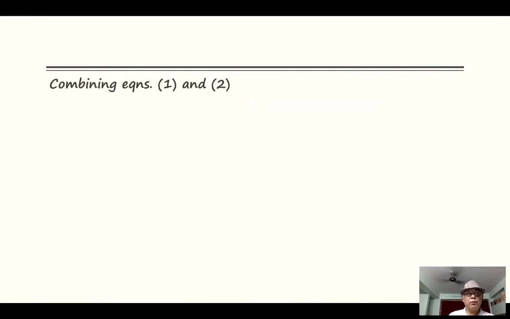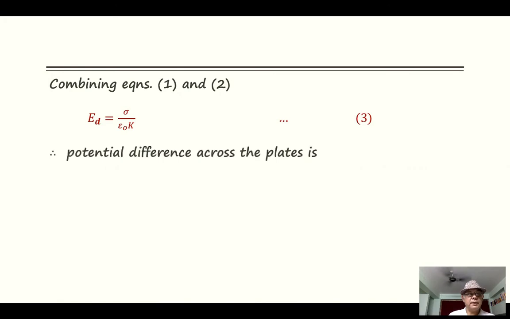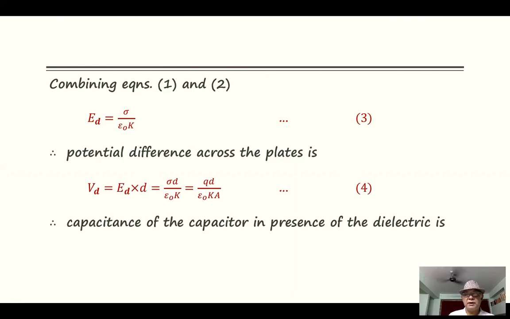Combining equations 1 and 2, we have E_D equal to sigma divided by epsilon naught K. Therefore, potential difference across the plates is V_D equal to E_D multiplied by d, equal to sigma d divided by epsilon naught K, equal to Qd divided by epsilon naught K A. This is equation 4. Therefore, capacitance of the capacitor in presence of the dielectric is C_D equal to Q divided by V_D, equal to epsilon naught K A divided by d.